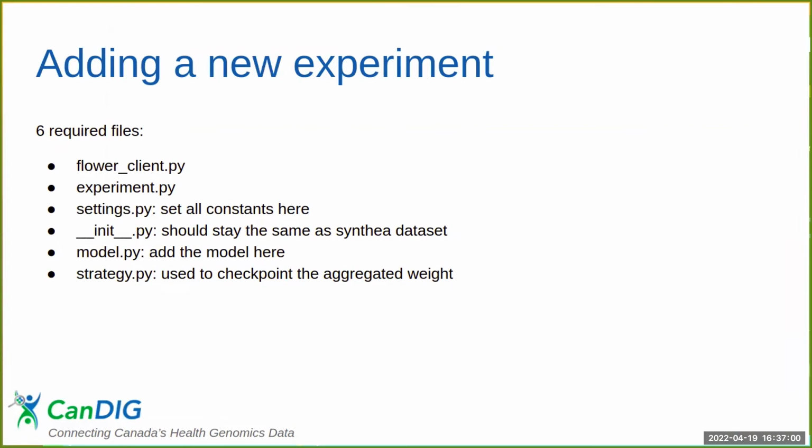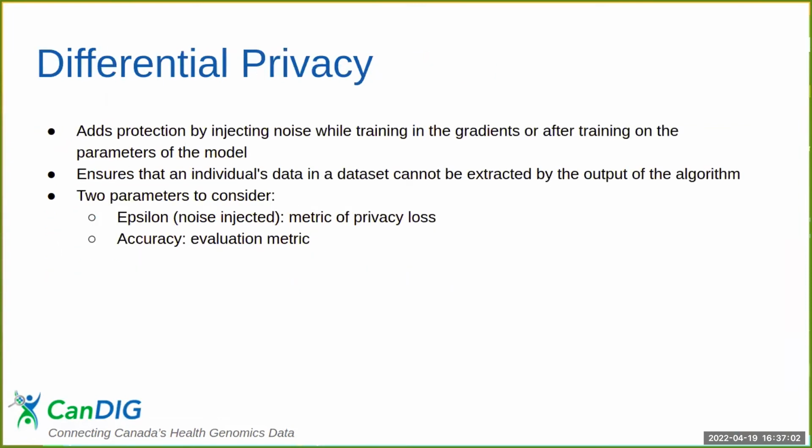One of the issues that this federated system has is the fact that the model can memorize the specific data, especially if it's something like a neural network. So one way to remedy this is to use differential privacy. Differential privacy can add protection by injecting noise when training in the gradients or after training on the parameters of the model. A differential privacy algorithm ensures that an individual's data in the dataset cannot be extracted from the output of the algorithm. This then ensures that any two models trained on very similar datasets would be almost identical.